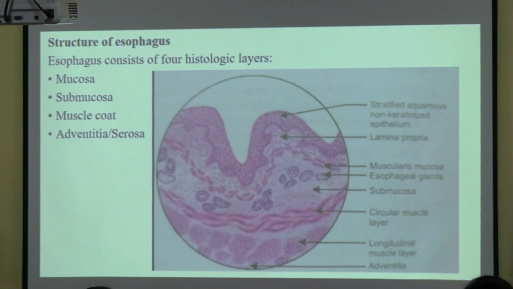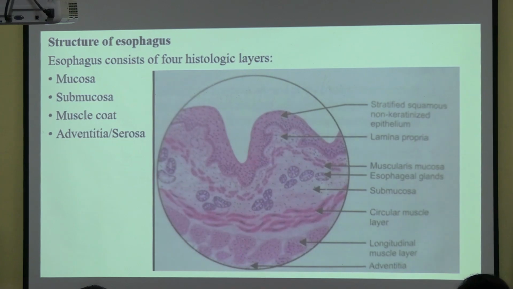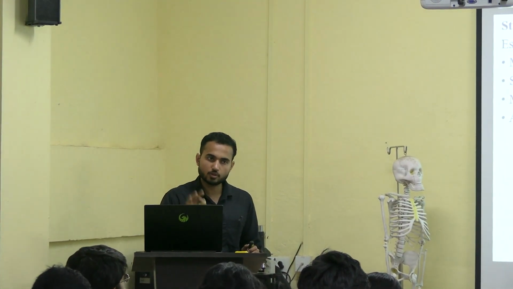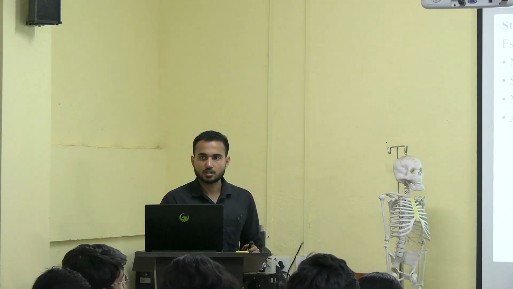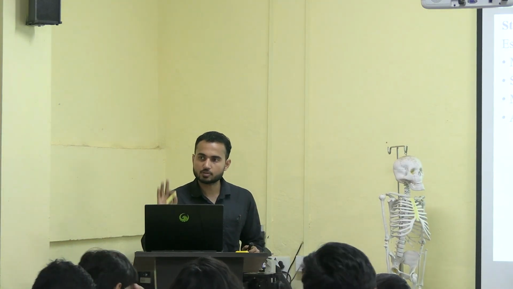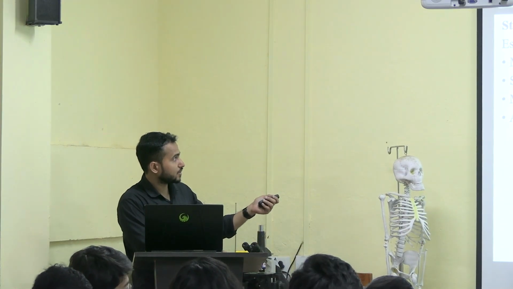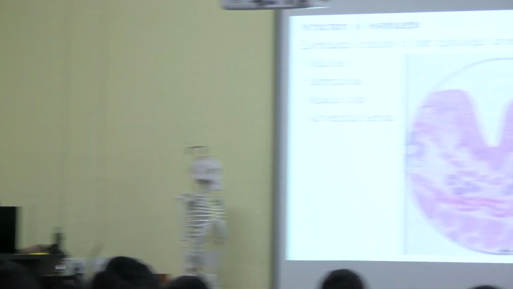Next we'll start with the esophagus. You know that the esophagus is also part of the GIT. So if the esophagus is part of the GIT, then how many layers will be there? Four basic layers will be there. Any time if the question comes, those four basic layers will be present. Please keep that in mind. There will be some modification, but these four basic layers will always be there. So you can see mucosa, submucosa, muscle coat, adventitia or serosa.